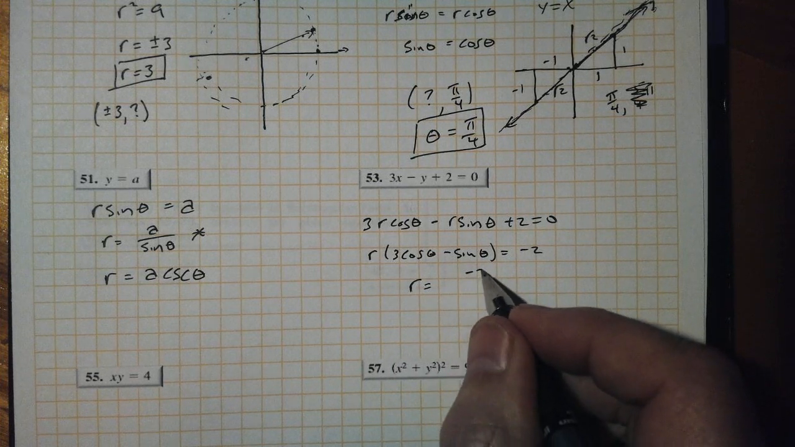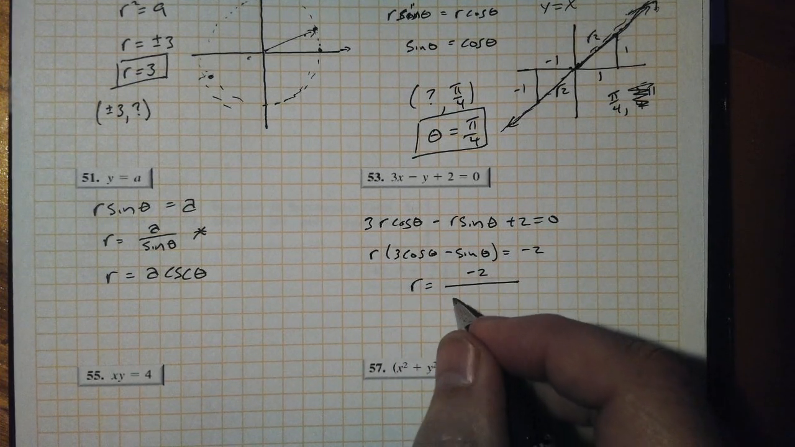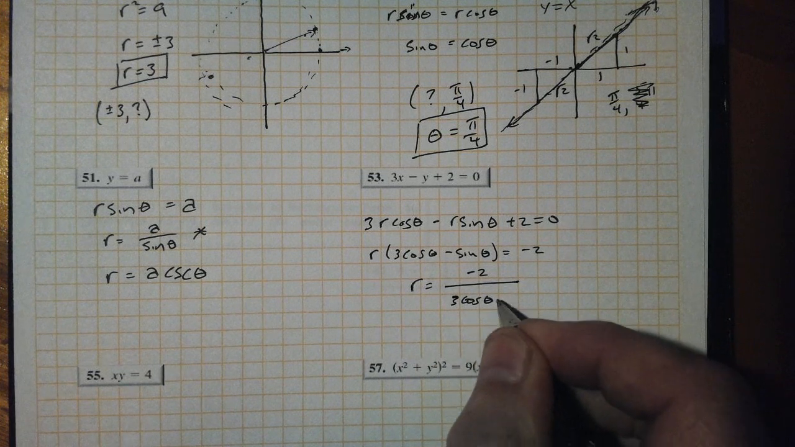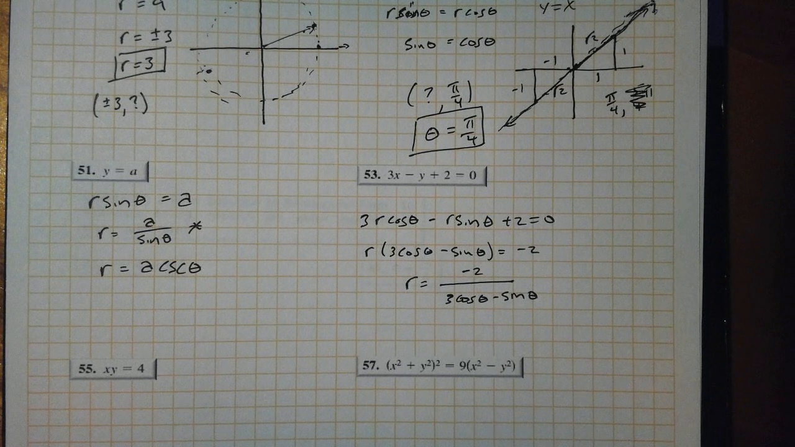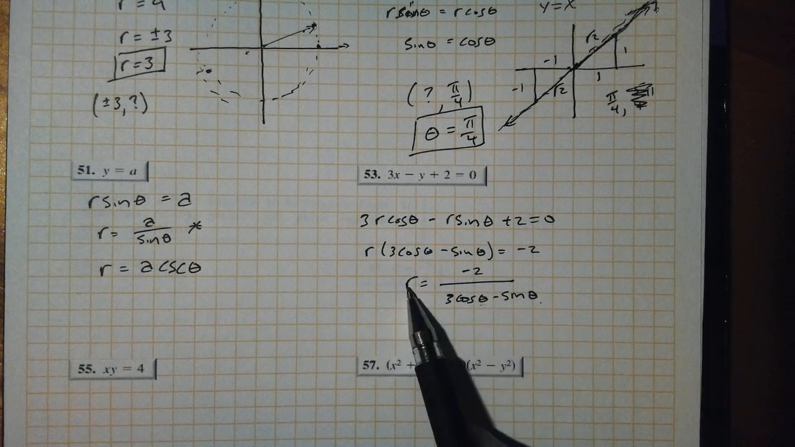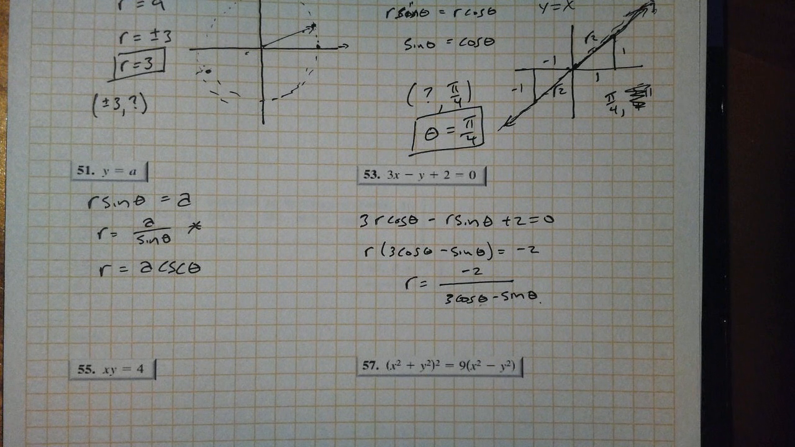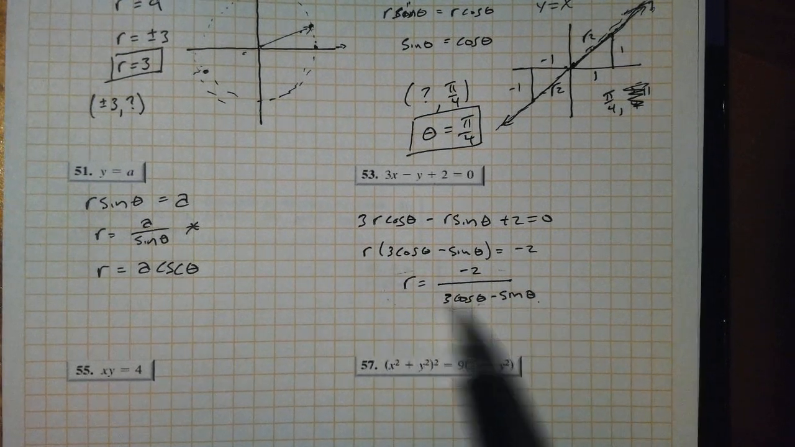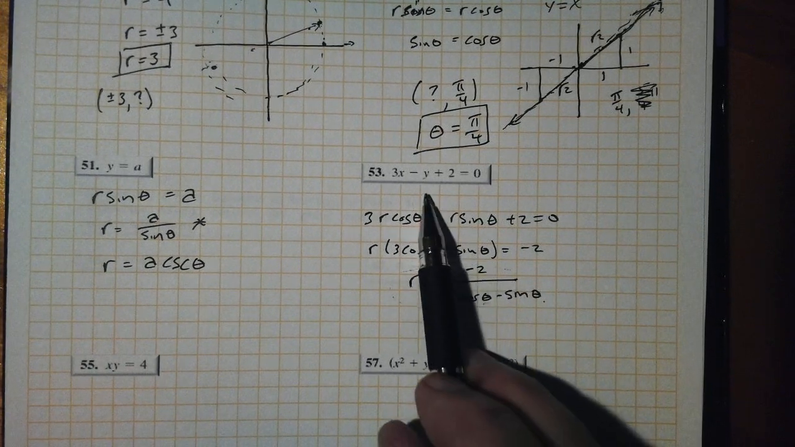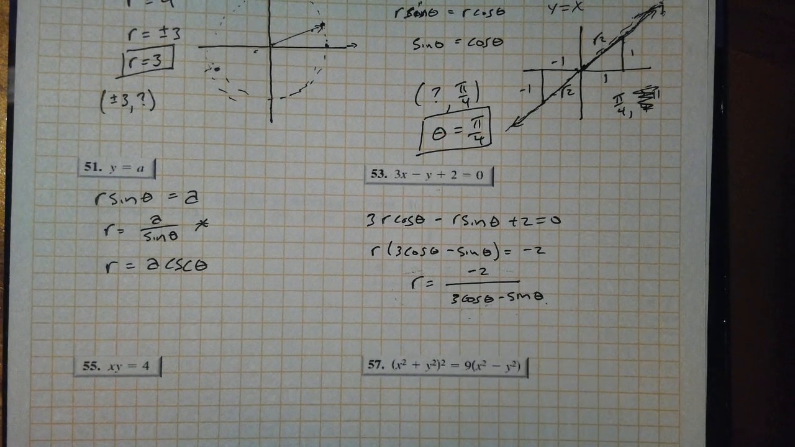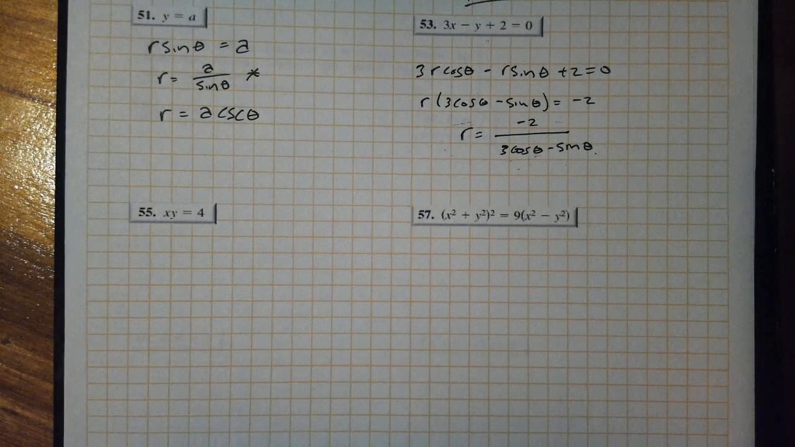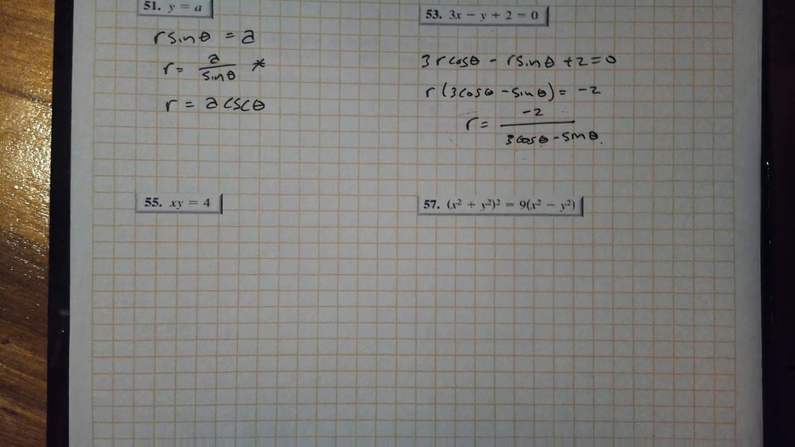R equals -2 on 3 cosine of theta minus sine of theta. So that's our relationship. We can put theta in and get r out. And we've got it. Somehow, surprisingly, this must graph, when we do it as a polar, to end up being a line, which seems crazy. With all the curves that are going on here, they kind of cancel each other into just a line. Okay, 55 with a little sneaky twist to it.